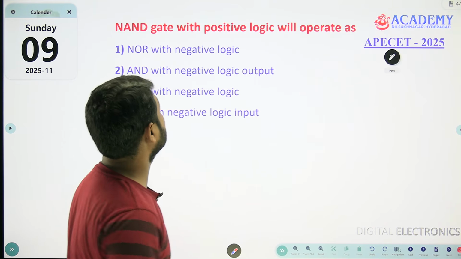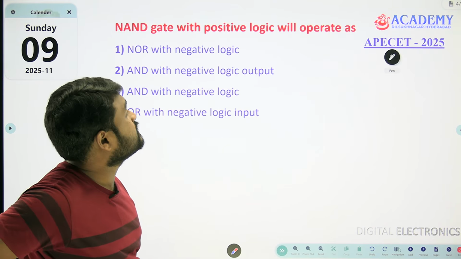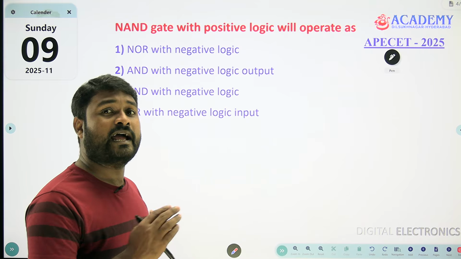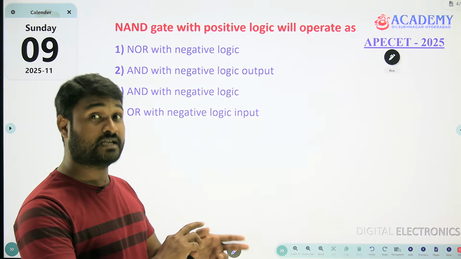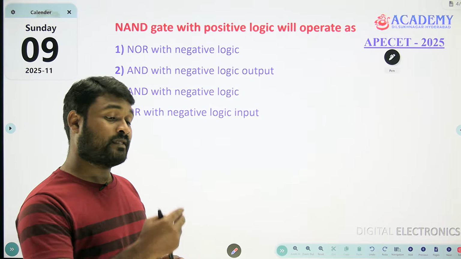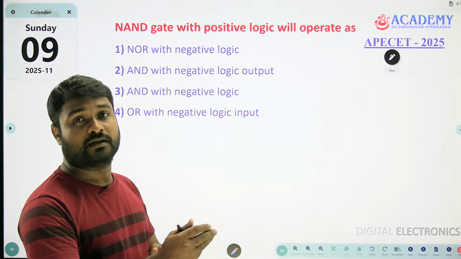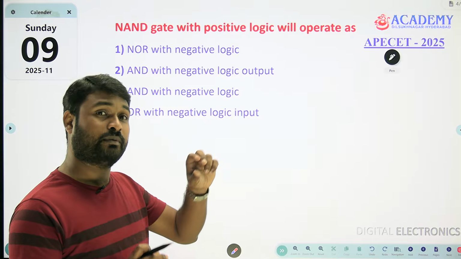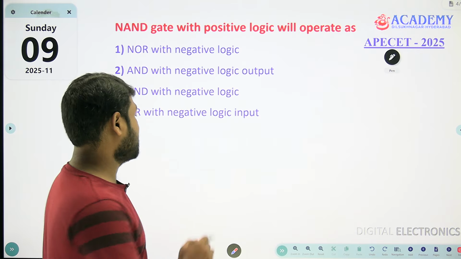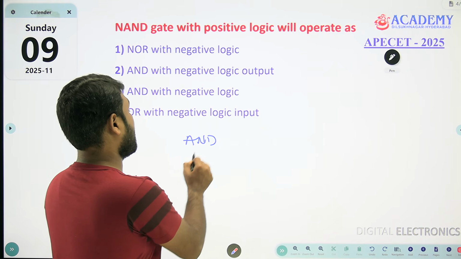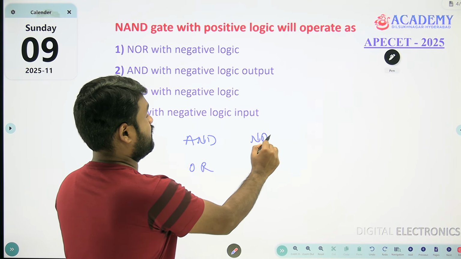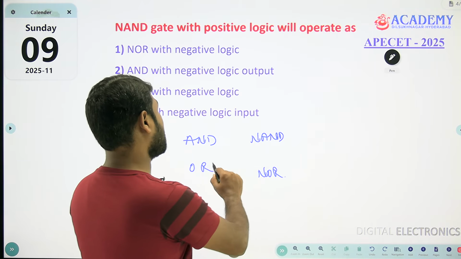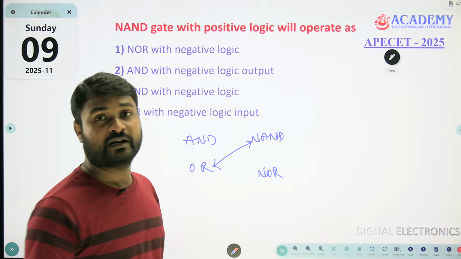We'll go for the next question. NAND gate with positive logic will operate as... This is a sentence-oriented question. NAND and OR are coupled. In the same way, NOR and AND are coupled. Between positive logic and negative logic there is an inversion in the coupling of the two logics. Basically we have AND, OR, NAND, NOR, and there is an inversion between these two in positive and negative logic.